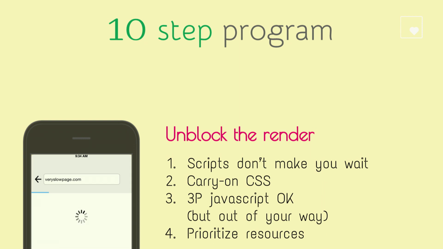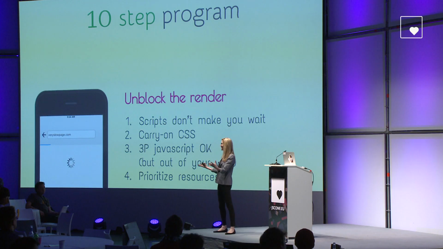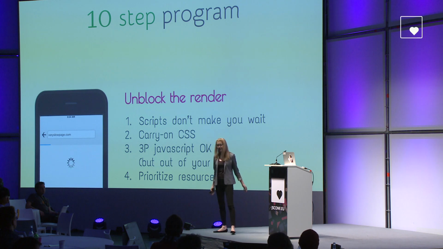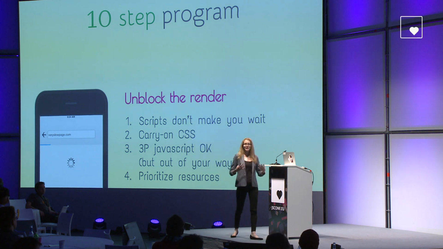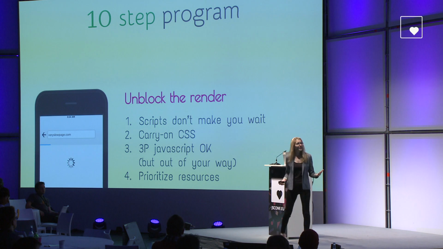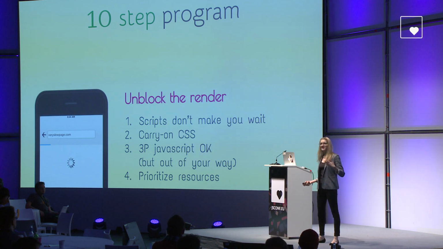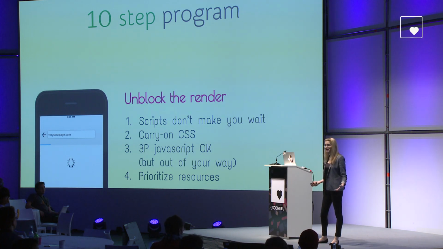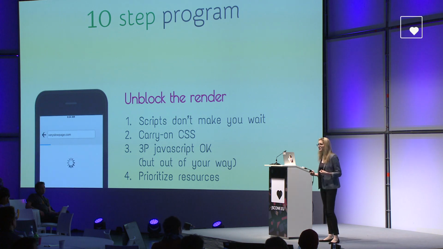So now, to summarize everything, if you haven't paid attention or if you just walked in, to make web pages faster, we want to unblock the render by making sure that scripts are asynchronous so you don't have to wait for them. You want to bring your CSS with you. You want to inline it, and you want to limit it to 50 kilobytes. And third-party JavaScript is OK, but you want to put them in iframes so they don't affect the rest of your page. And you want to prioritize your resources. You want to load the things that the user is going to see first.